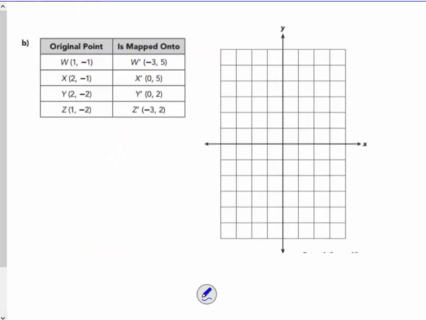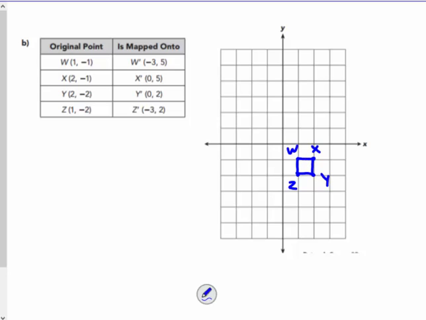So we have this square, I think it's going to make. W is (1, -1). And X is (2, -1). Oh, a tiny little square here. And Y is (2, -2). And Z is (1, -2). So my original little square here.